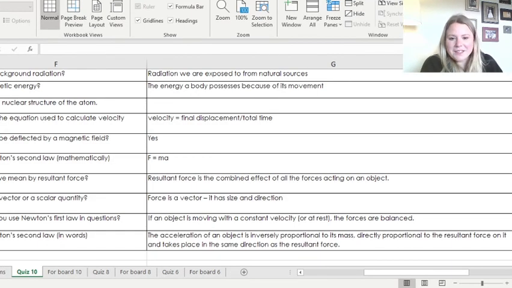Okay, so here are the answers. That question 3 there, the nuclear structure of the atom. Remember, it is the nucleus in the centre, and inside the nucleus you've got protons and neutrons, and then orbiting around the outside you have got electrons. I think the rest of them there are okay the way they are. So if you get those marked and corrected, thank you very much.